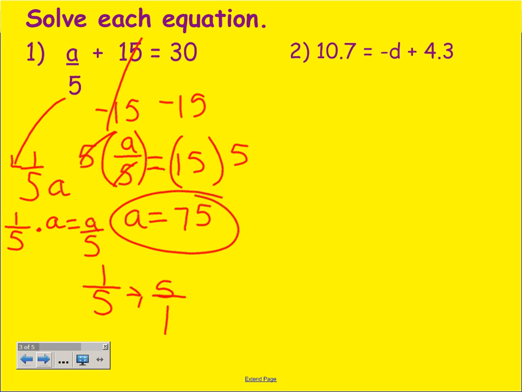In our last example, the only thing that makes this problem a two-step equation is that we have a negative d. If that was a positive d, this would just be a one-step. But that negative d is going to make us divide through by a coefficient on the last step. So even though it's a decimal, we're going to treat it exactly like we would if we were dealing with integers. We want to isolate the d or get it by itself. So we're going to subtract 4.3 on both sides.